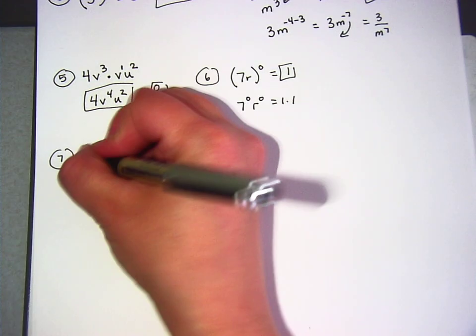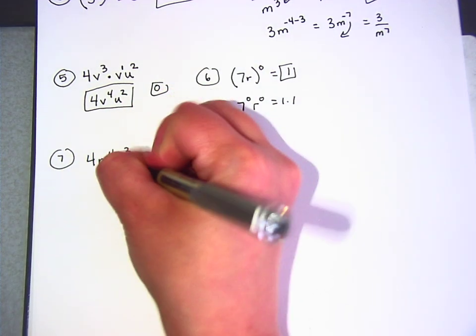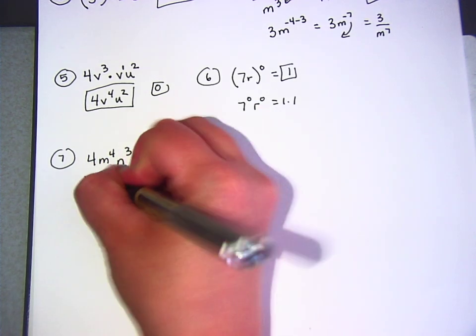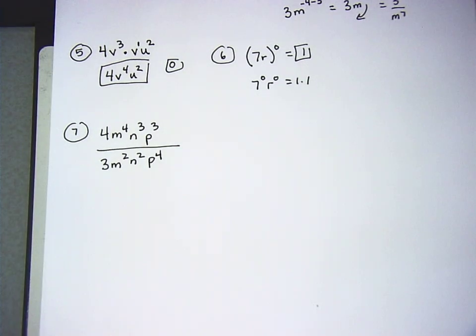4 M to the 4th, N to the 3rd, P to the 3rd, all over 3 M squared, N squared, P to the 4th. Talk to your partner. Cancel them out in your head. By the way, 4/3 stays 4/3. It's just like a regular fraction. 4 on top, 3 on the bottom. Talk.